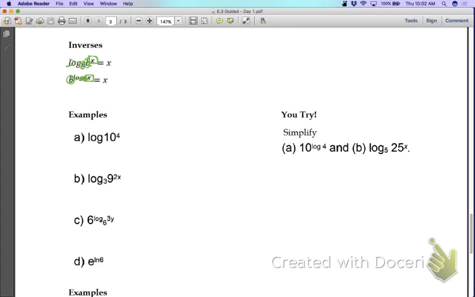So on example A, it says log of 10 to the fourth power. There's no base shown, so remember that we can rewrite this as log base 10 of 10 to the fourth. So what is log base 10 of 10 to the fourth? 4. Everything cancels.